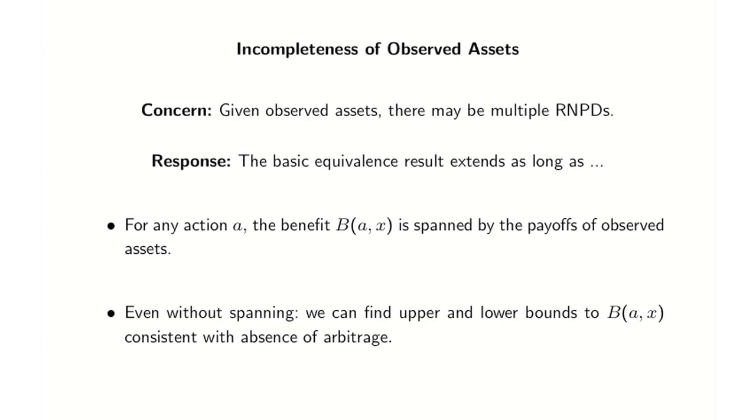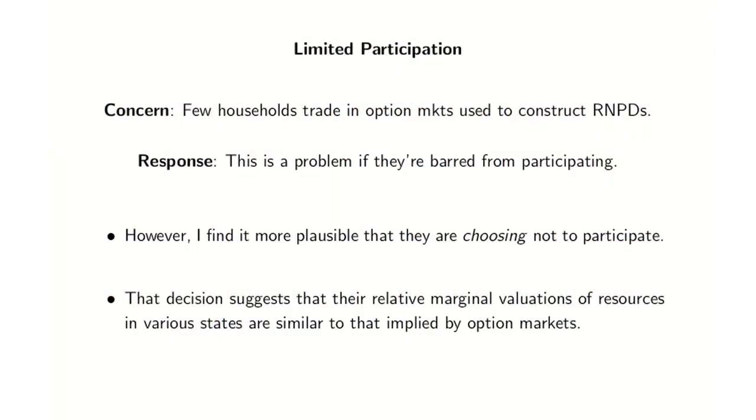Now, even without spanning, we could find upper and lower bounds consistent with the absence of arbitrage. So even if there is an incomplete set of assets and we're not able to span the benefit exactly, we can usually figure out upper and lower bounds that are consistent with the absence of arbitrage, and that can be helpful. I think the biggest argument I hear about this is that few households actually trade in option markets.